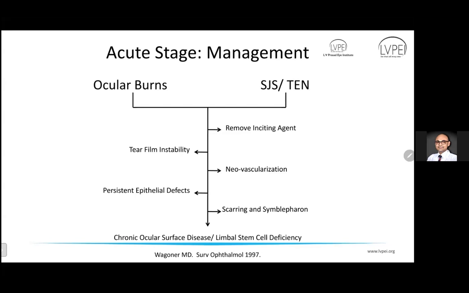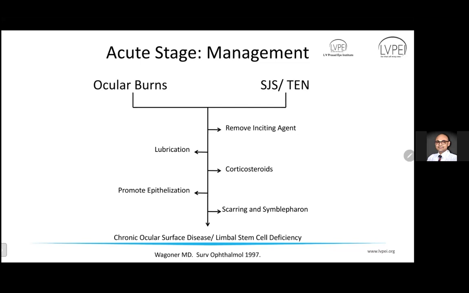To restore the tear film instability or to mitigate it, we need to give lubrication. To prevent this vicious cycle of inflammation, which leads to neovascularization and fibrosis, we need to use corticosteroids. For preventing epithelial defects from becoming persistent, we need to promote epithelialization in various ways. And all of you know what the ways of promoting epithelialization are, whether it is the use of amniotic membranes or bandage contact lenses or tarsorrhaphy or autologous serum, etc.